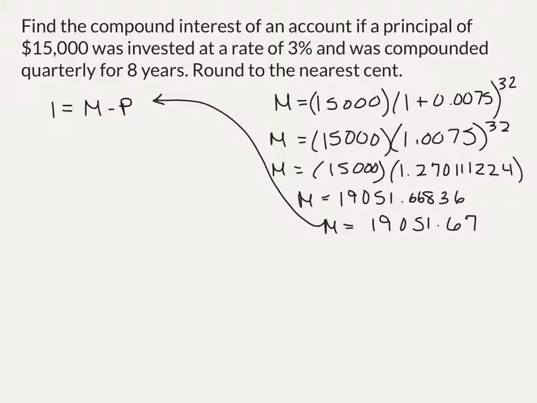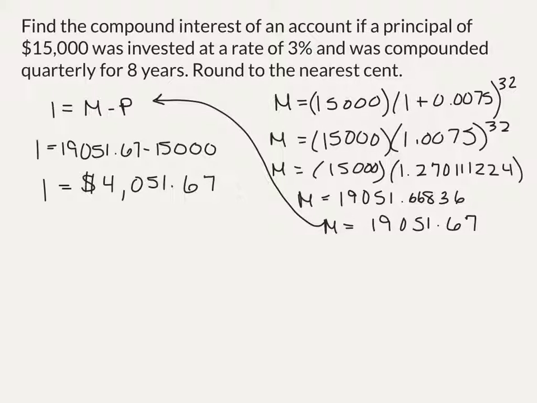Now we'll take that number and plug it into our formula for the amount of compound interest to solve for I. I equals $19,051.67 minus $15,000. When you subtract these two values, you get $4,051.67. And that is the final answer to this problem.